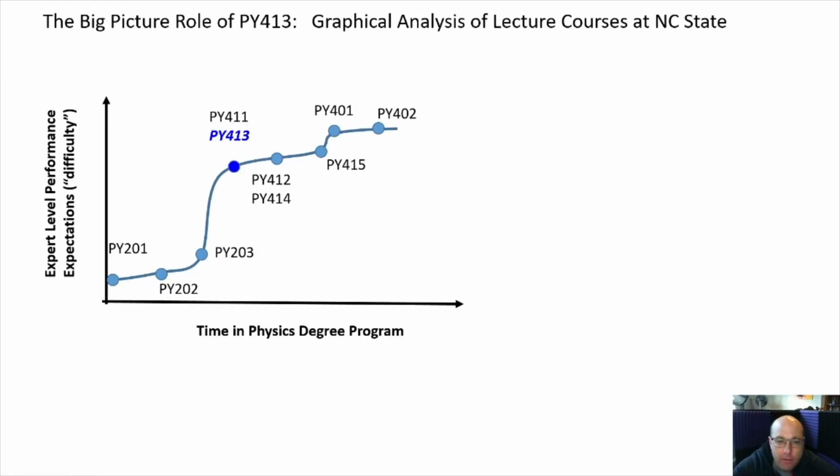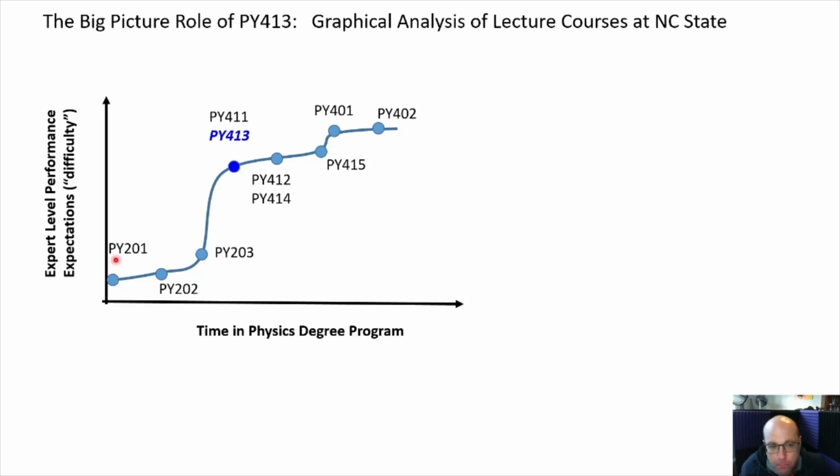If you've had 203 with me, you've seen this plot before, but now we're moving along the plot. This is where I try to place this course, PY 413, in the context of the other lecture courses that you take at NC State. I leave the lab courses off because they're a little bit different. On the y-axis, I plot what I call expert level performance expectations, which is a fancy way to say difficulty, but I'm trying to be more clear about what I mean by difficulty. And on the x-axis, I put time in the physics degree program.